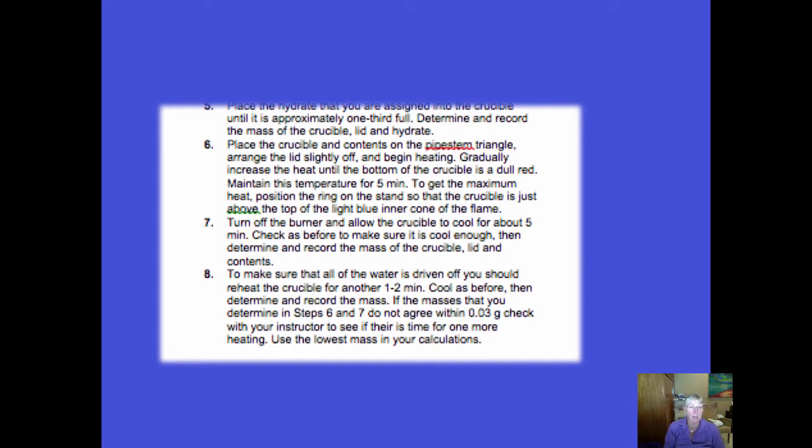Also on step 8, if you get confused by that, just reread it and you will see that step 8 is just making sure that you've actually driven off all of the water. So you heat it, you weigh it, you heat it, you weigh it. And if the weight doesn't change very much, then you know that you have now heated enough to drive off all of the water to proceed.